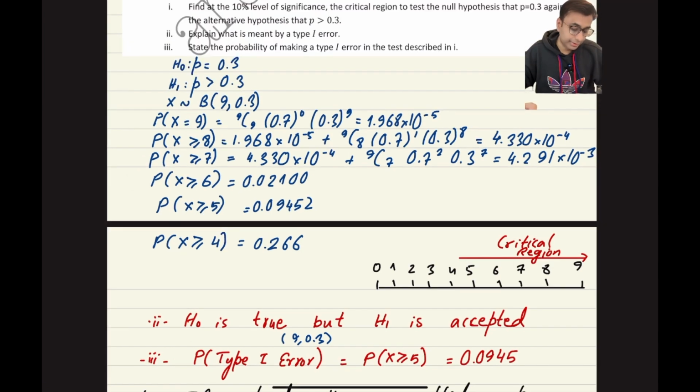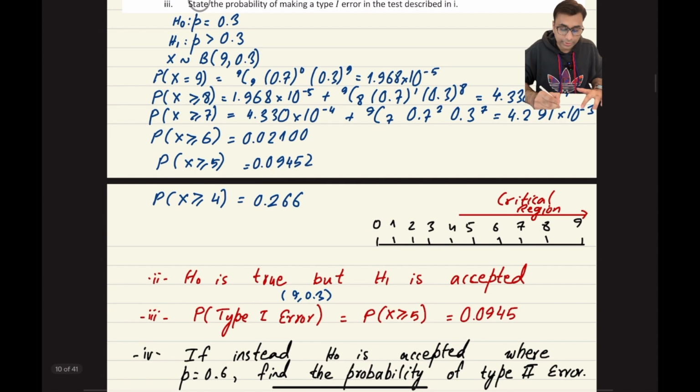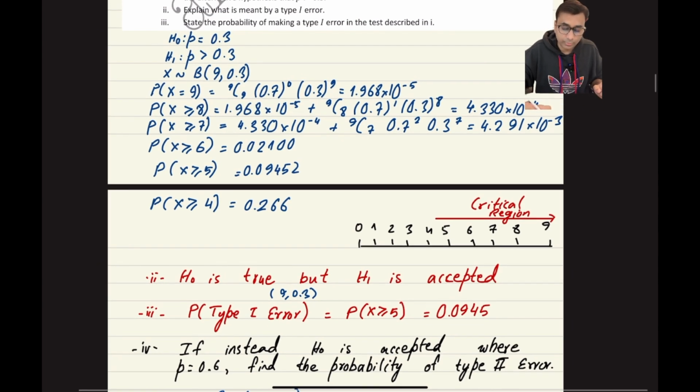Once we have found out the critical region, it asks what is meant by type 1 error. So type 1 error is when H0 is true, but we have accepted H1. And then if we have to find out the probability of making a type 1 error, the probability of type 1 error is going to be the probability of the critical region, which will be greater than or equal to 5, and that's going to be 0.09452. So you see it comes out to be slightly less than 10%, but yeah, that is going to be your probability of type 1 error.